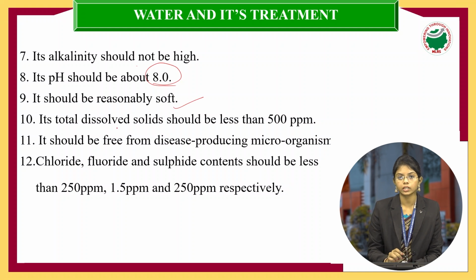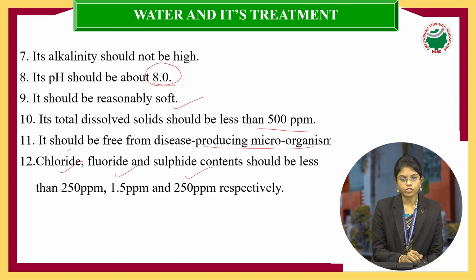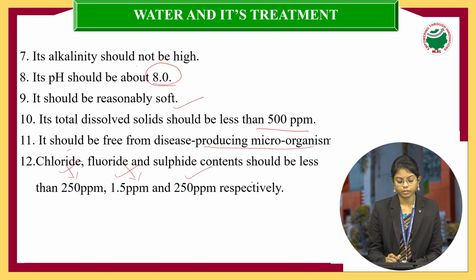Another is total dissolved salts. The water contains dissolved salts, and the total dissolved salts should be less than 500 ppm. It should be free from disease producing microorganisms. Also, in water we can see minerals like chloride, fluoride and sulfide. Chloride should be 250 ppm, fluoride 1.5 ppm and sulfide 250 ppm respectively. These are the specifications potable water should meet to be consumed by humans safely.